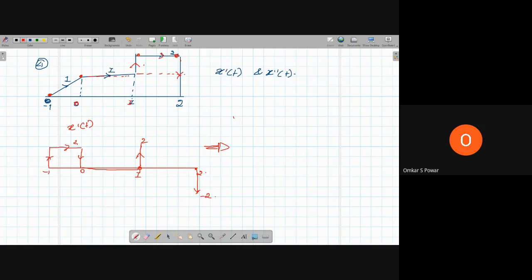Now we have to get the double derivative, x double dash of t. This part will become 0, this part will become 0. Only the rising part and the decreasing part we should plot. So how will it be? Only at -1 and 0. Here it will be 1, here it will be -1. This is how you plot x double dash of t.